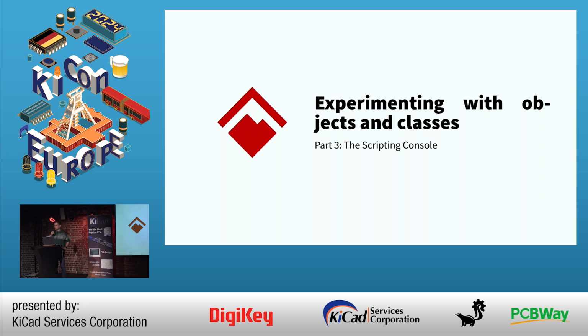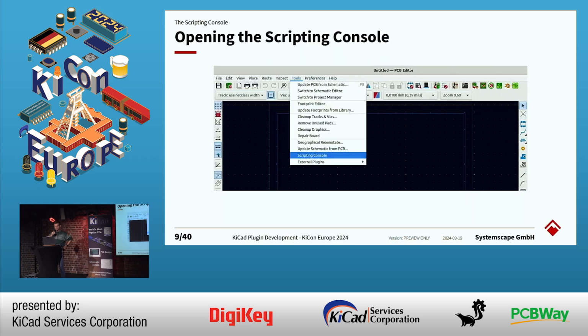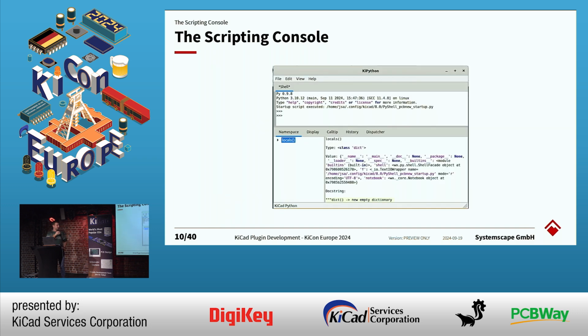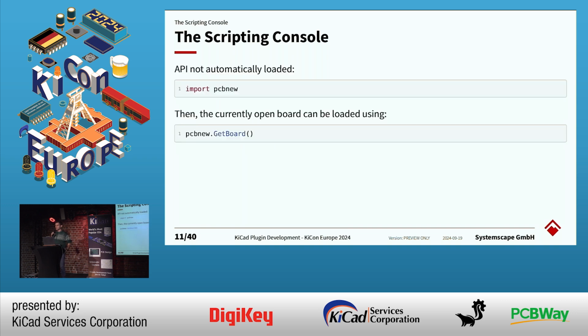So then you might want to start experimenting with it, and the best way to do that is a scripting console. So you can just go to Tools and open the scripting console in PCBnew, and it looks like this. And then you can just tinker around. The important thing is the API is not automatically loaded, so you need to say import pcbnew, and then you can say pcbnew.GetBoard, and then you can do whatever you want to do.